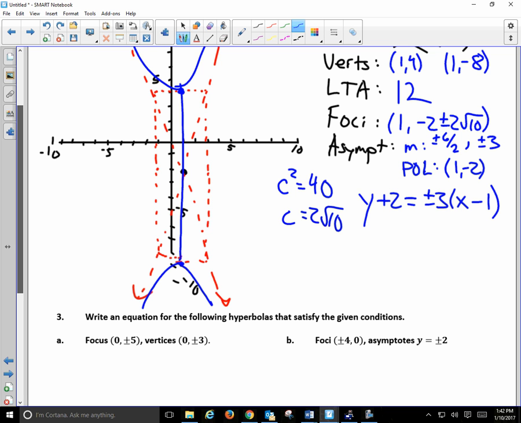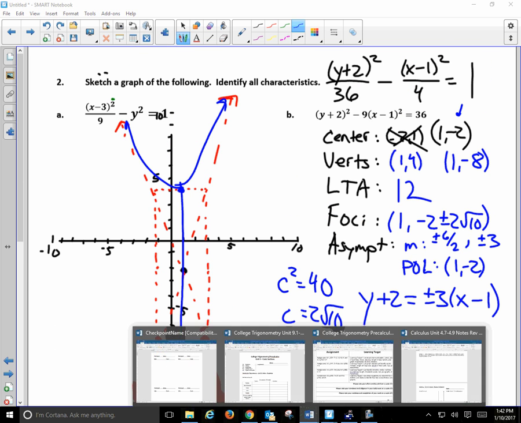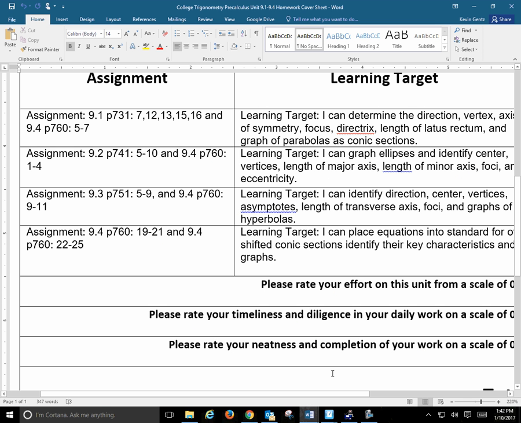Hyperbolas, they are a beautiful thing. You're ready for an assignment. And I applaud your enthusiasm, folks. So, the one that says 9.3 right here, that's the one you can write down.